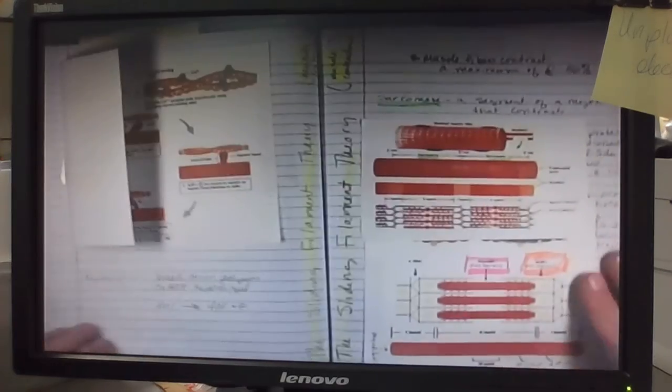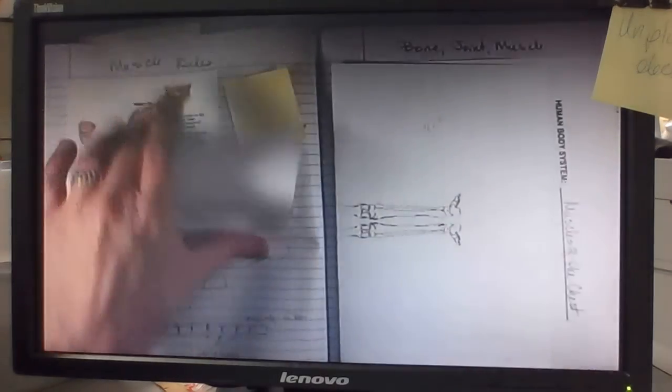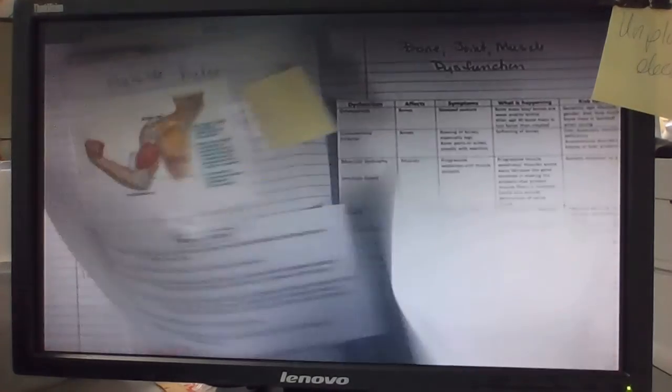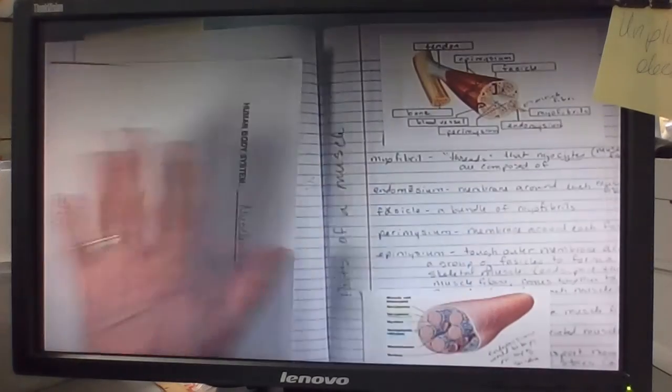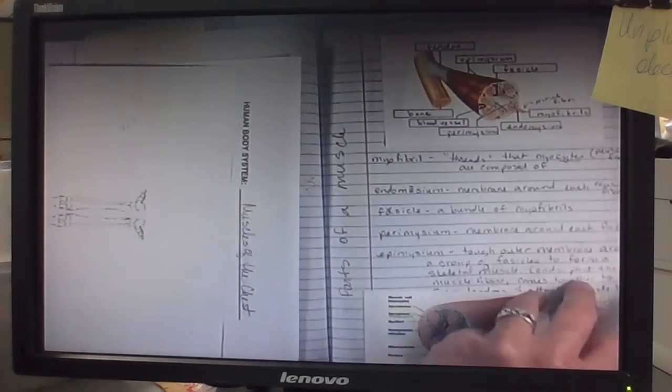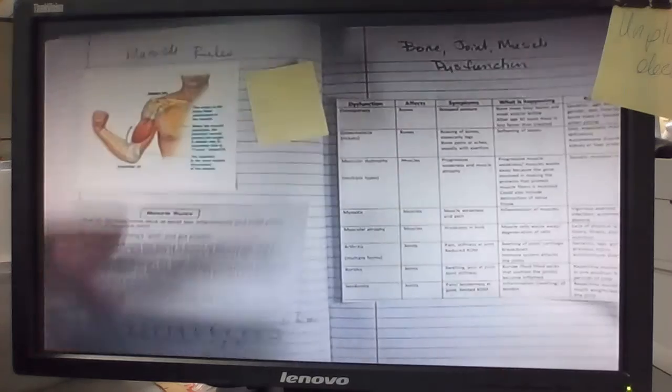Okie doke. All right, so muscular system. The only thing that you have left is you're going to add your graphic organizer, but that comes with the Build a Better Body situation. So everything else that we have in there.